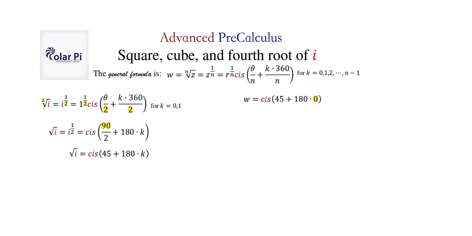When k is equal to 0, we're going to get that the square root of i, which this time in this third of the three videos I'm being a bit more careful about, right?